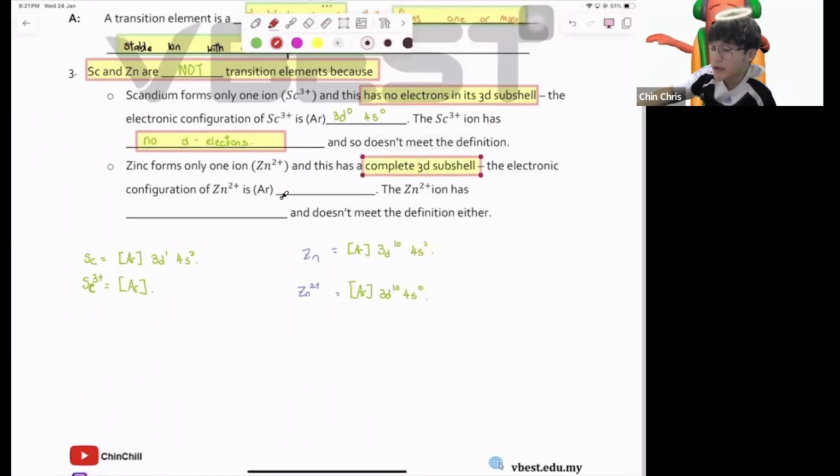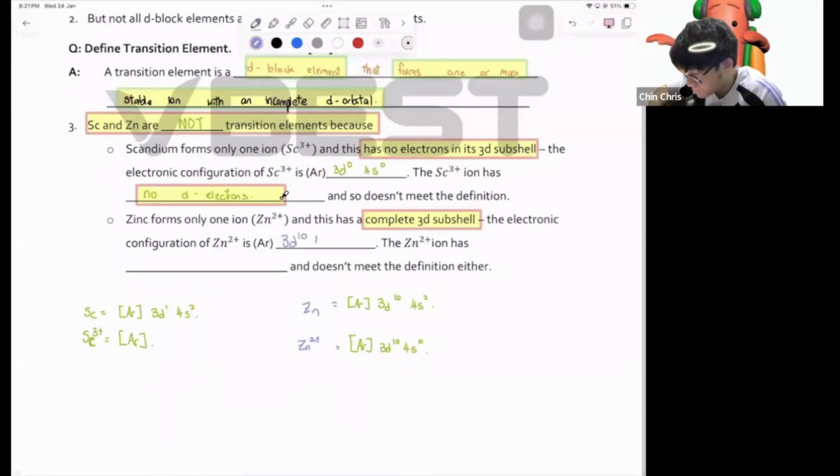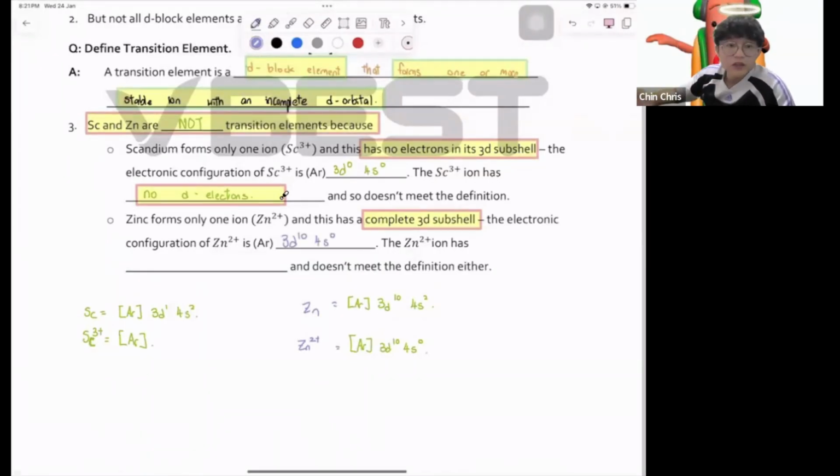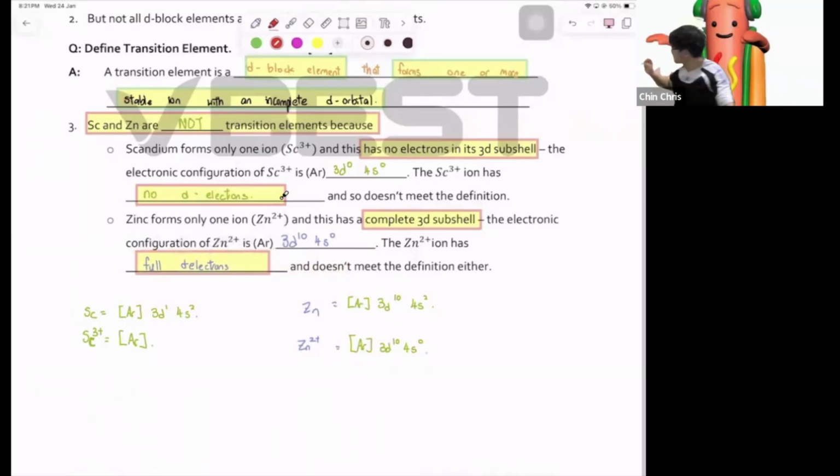Again, the criterion is that it must have an incomplete d subshell. Because Zn2+ is 3d10 4s0, 3d10 has full d electrons, and it also doesn't meet the requirement. Understand? So guys, please write it down.